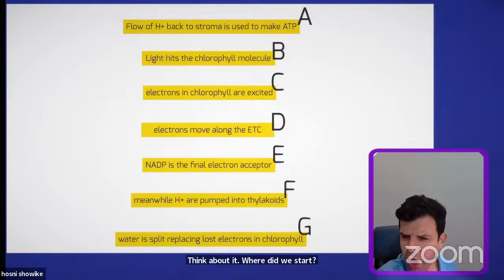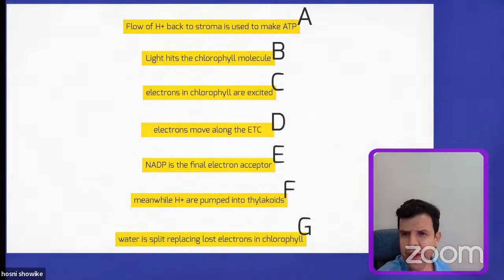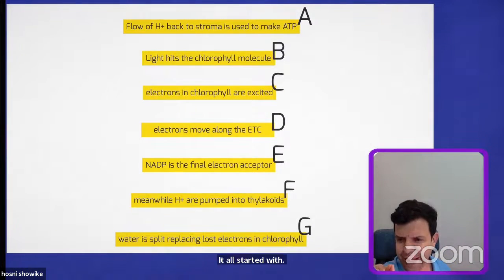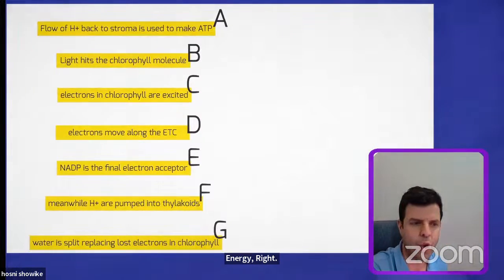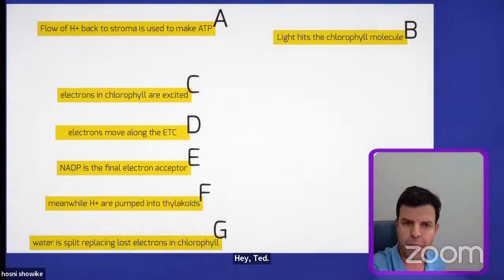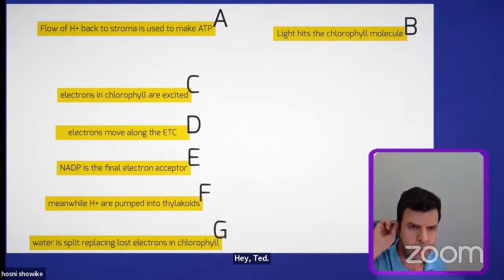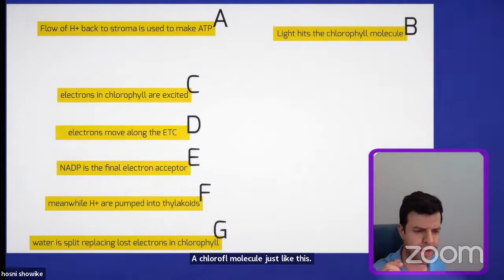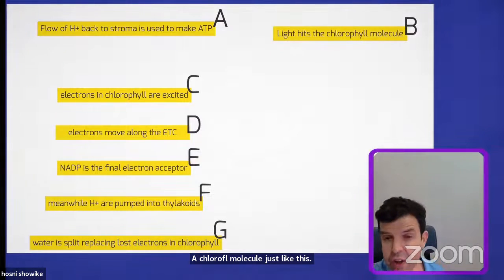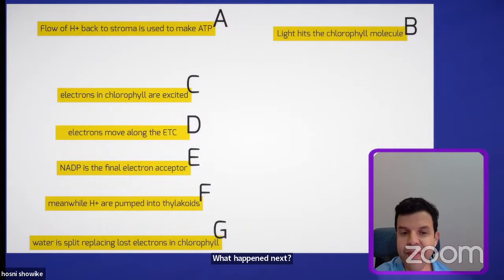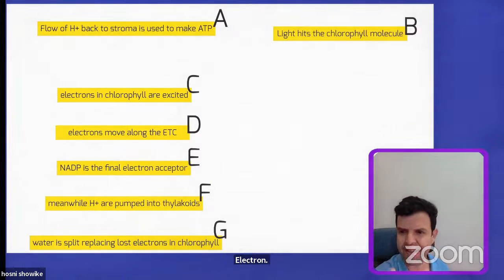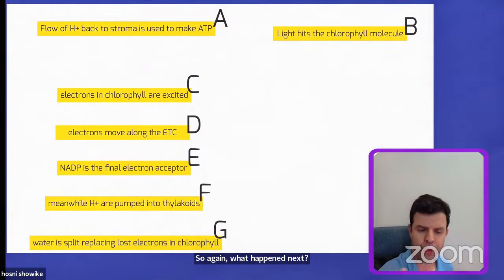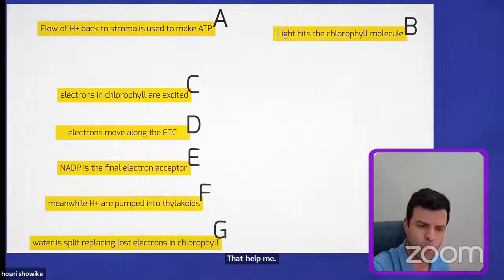It all started with light energy, right? Hitting a chlorophyll molecule, just like this, okay? What happened next? Who's there to replace that missing electron? So again, what happened next that helped me to replace it? So water split.